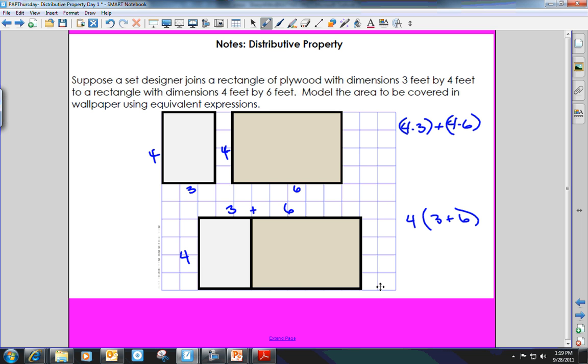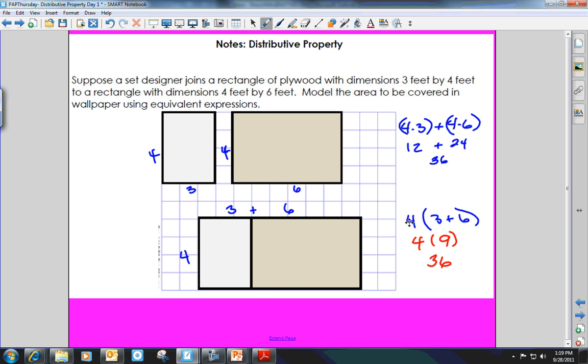Okay? So when we look at these two equations, these are expressions. These are equivalent expressions. 4 times 3 is 12, plus 4 times 6, which is 24, for a total of 36. But when I solve this one down here, do what's in parentheses first, this is 9, and then 4 times 9 is also 36. So it really doesn't matter which expression I use, I'll get the same answer. And so these are equivalent expressions.